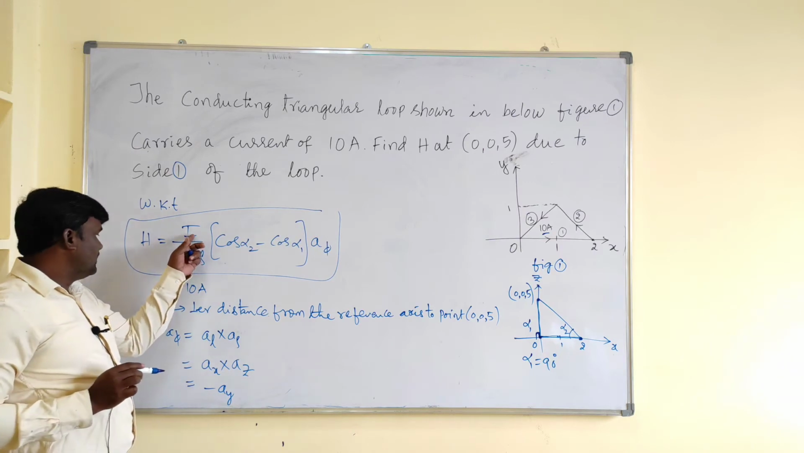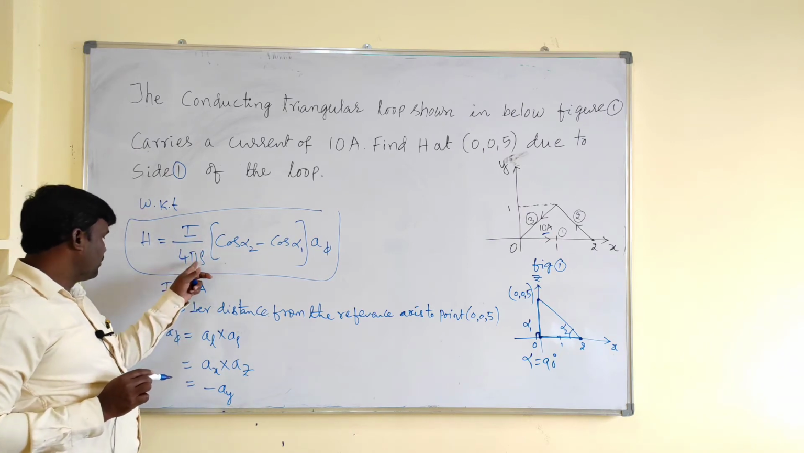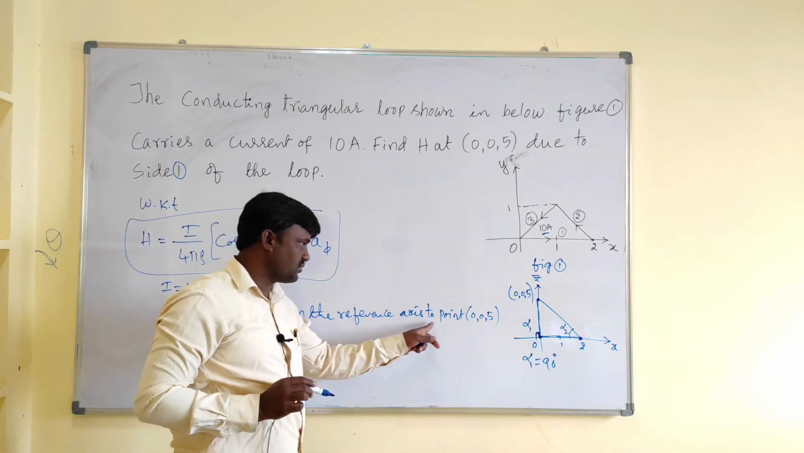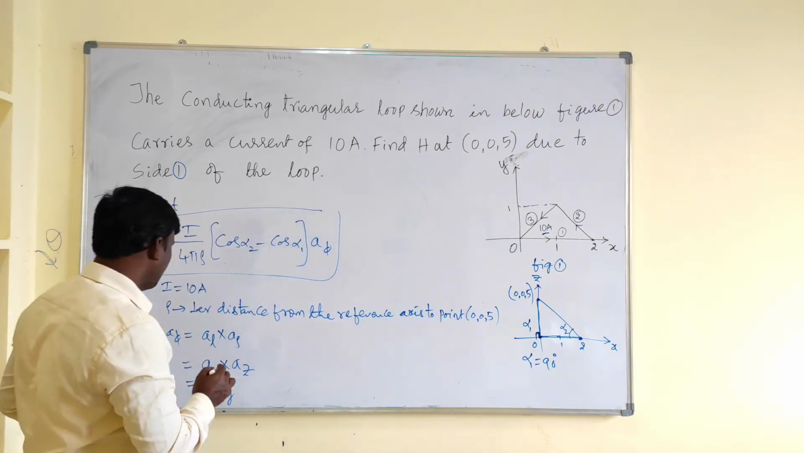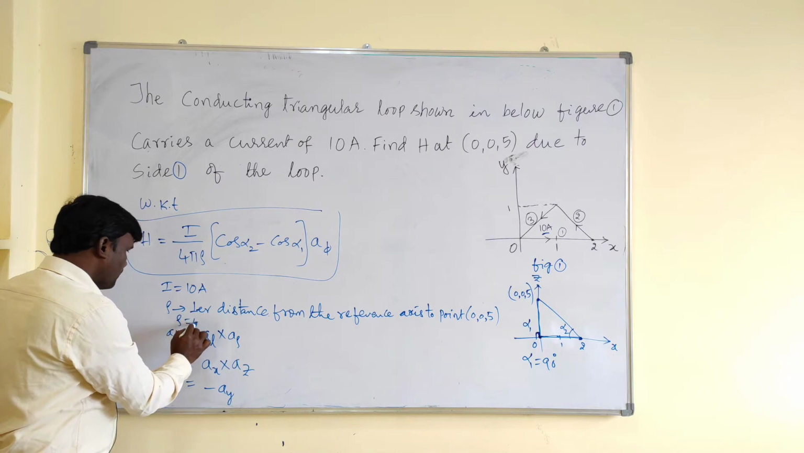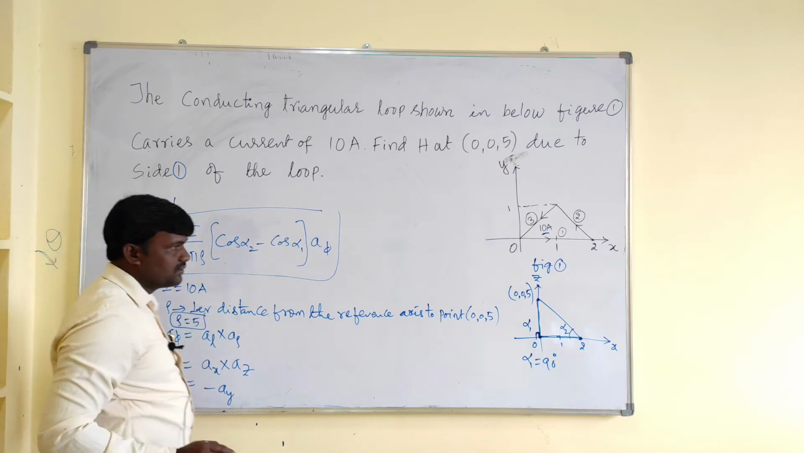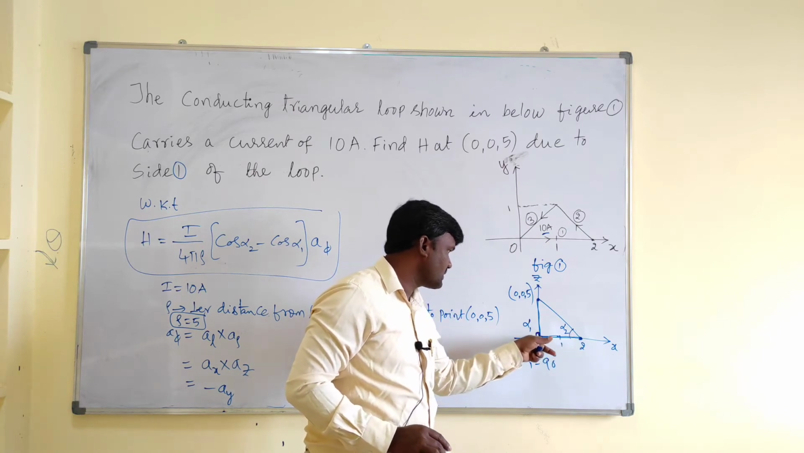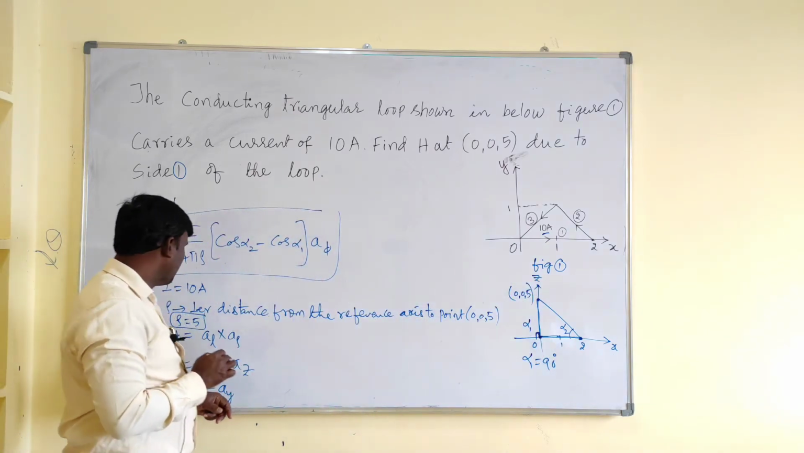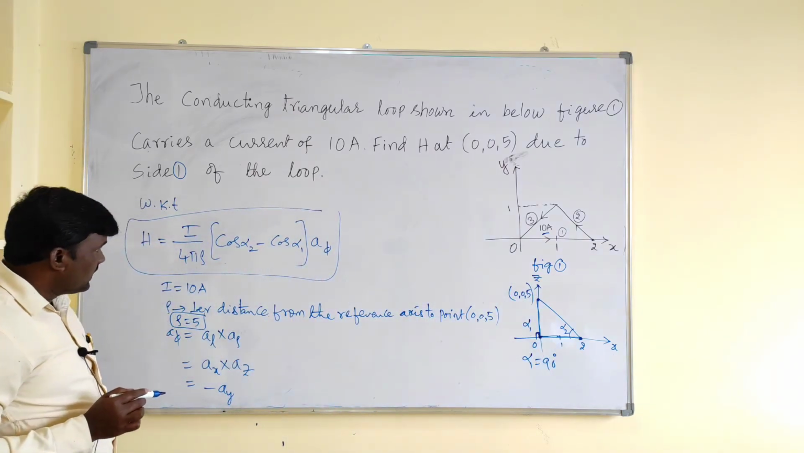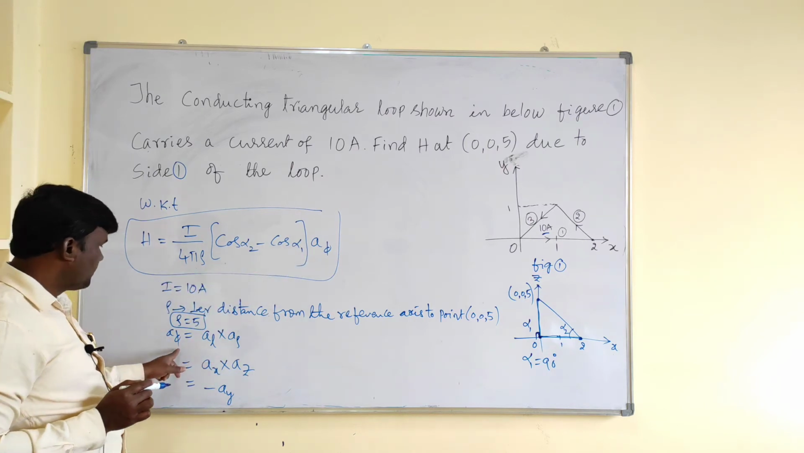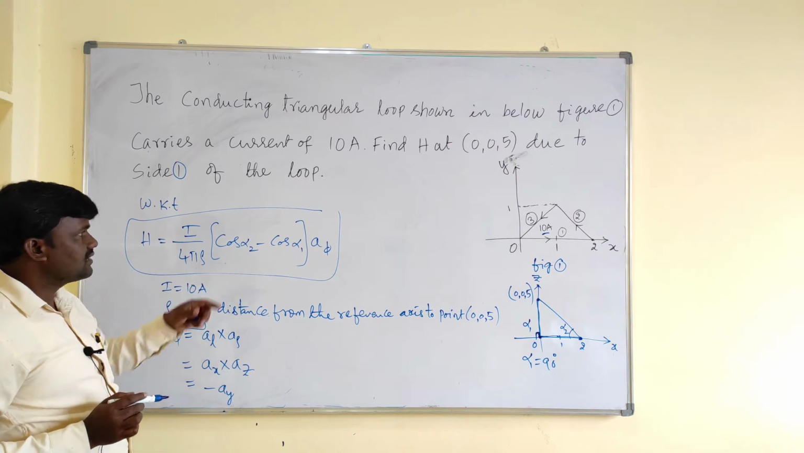So I equals 10 amps, and we need to determine rho, the perpendicular distance from the reference axis to the point (0, 0, 5). Here rho equals 5. So the perpendicular distance from the x-axis is 5. And a phi is minus ay.